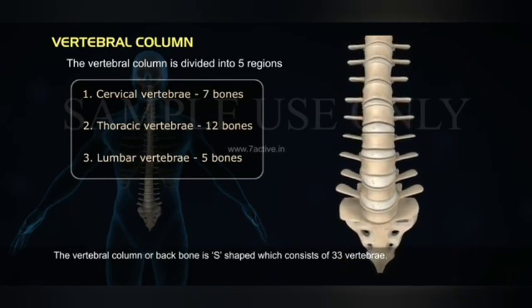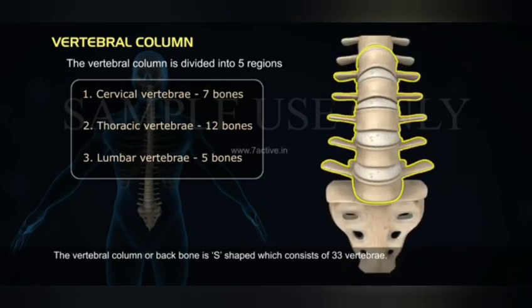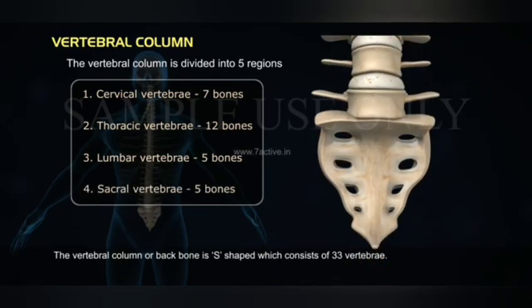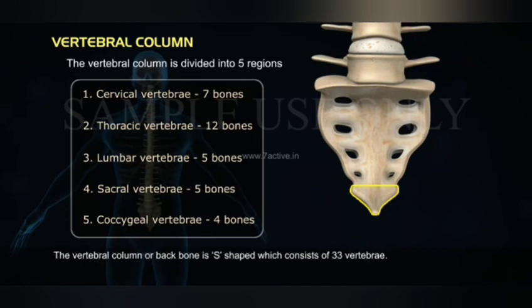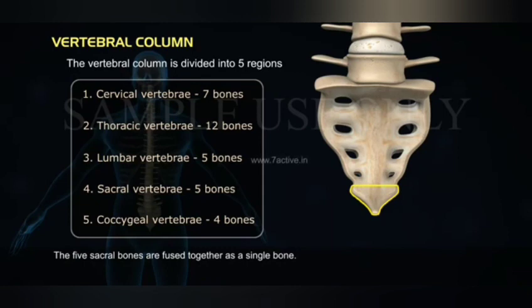3. Lumbar vertebrae, 5 bones. 4. Sacral vertebrae, 5 bones. 5. Coccygeal vertebrae, 4 bones. The 5 sacral bones are fused together as a single bone. The 4 coccygeal bones are fused together as another single bone. Thus, total vertebrae are 26 in number.